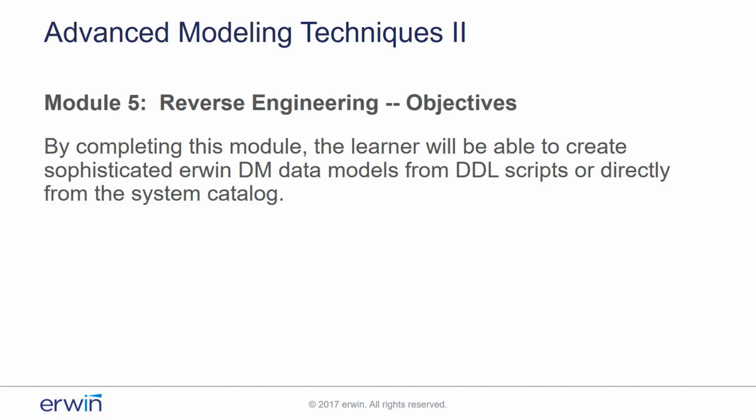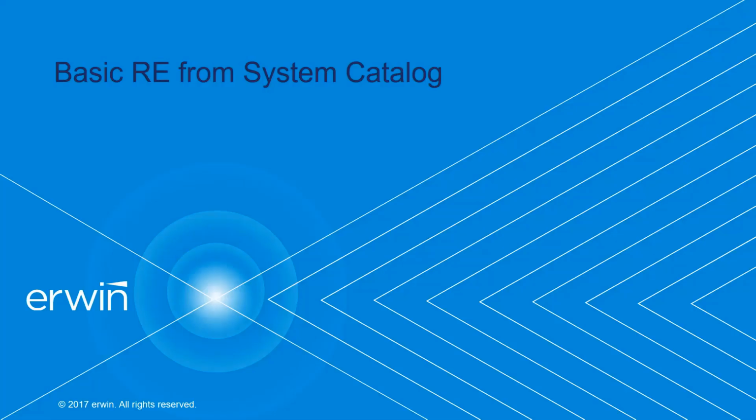RE gives you a chance to put to use many of the techniques that we've covered in these tool training courses, especially subject areas, diagrams, themes, and styles. Well, let's reverse engineer something then. We can reverse engineer using Erwin Data Modeler from a DDL script or directly from a connection to a system catalog. We'll start with a system catalog.